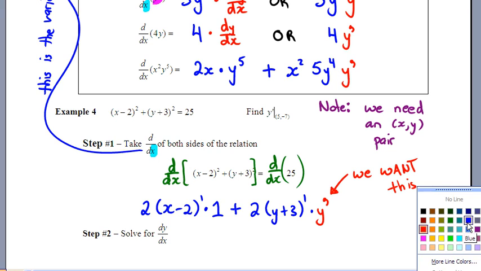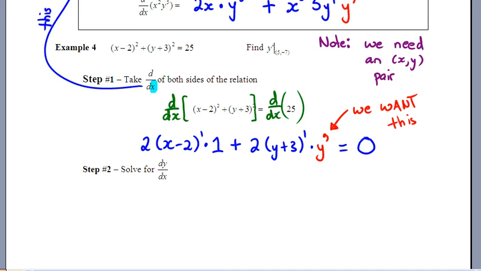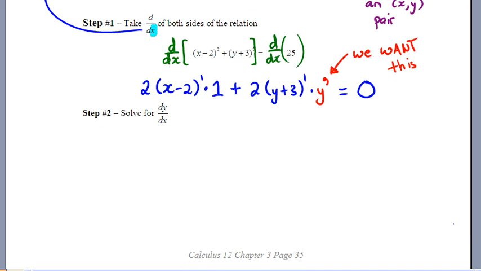Okay, the other side. What's the derivative of 25? Easy, 0. Step 2, solve for that red thing. Go after that y prime. Just move stuff around until that y prime is all by itself. And so it's literally this easy. Let's tidy this up a little bit. We have 2 times (y + 3) y prime, let's keep that on this side, is equal to negative 2 times (x - 2). I'm not even going to distribute the brackets open because I might not need to.